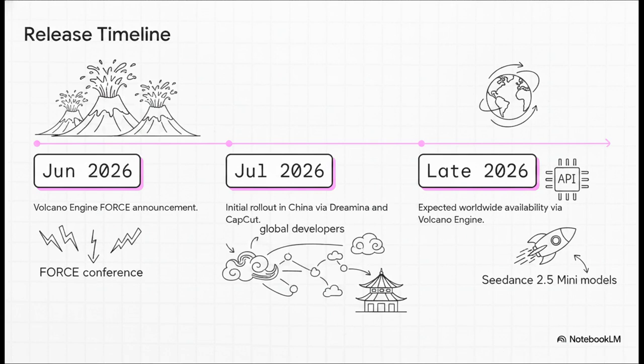So, when can you actually get your hands on this? The rollout is happening right now. It was officially announced in June 2026 at the Volcano Engine Force Conference. As of July 2026, it's doing a strict China-first rollout, showing up on platforms like Dreamina, Doubao, and the Chinese versions of CapCut. But developers everywhere are eagerly watching this, because worldwide availability via the Volcano Engine API is expected later in the year, right alongside some faster, smaller models like Seedance 2.5 Mini.